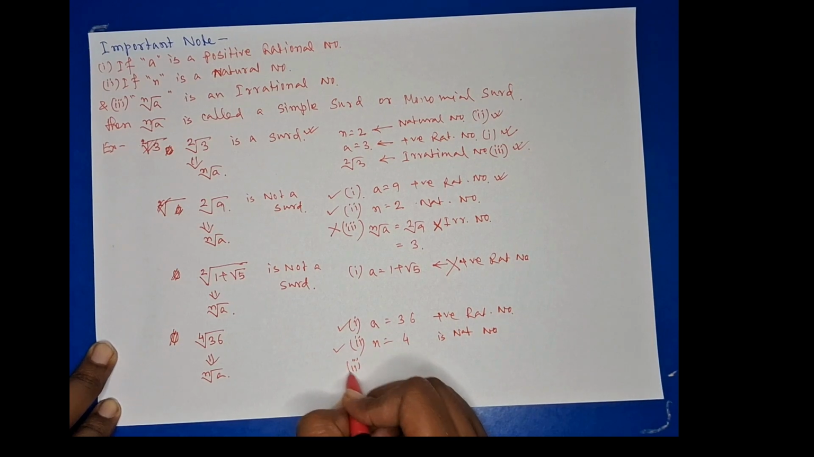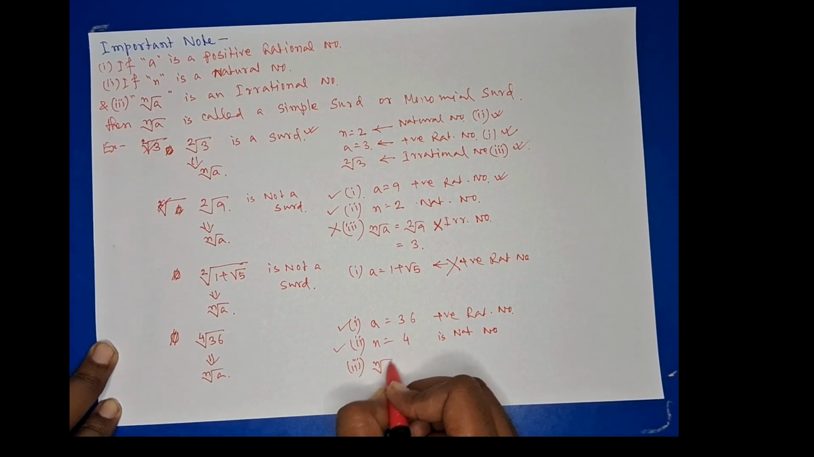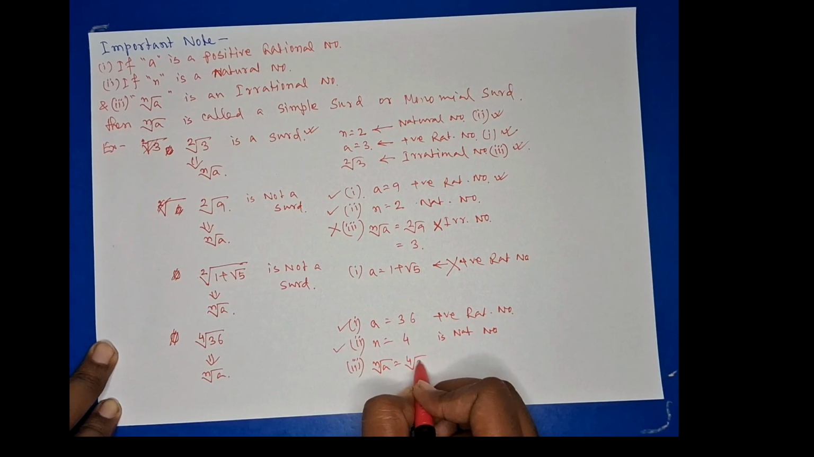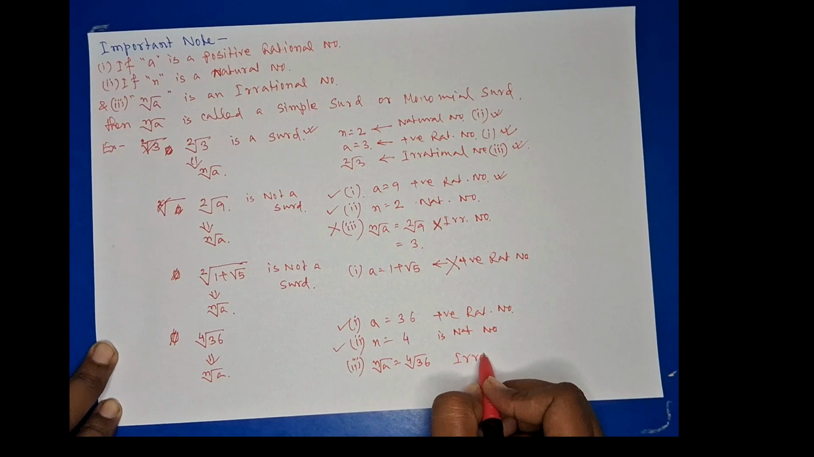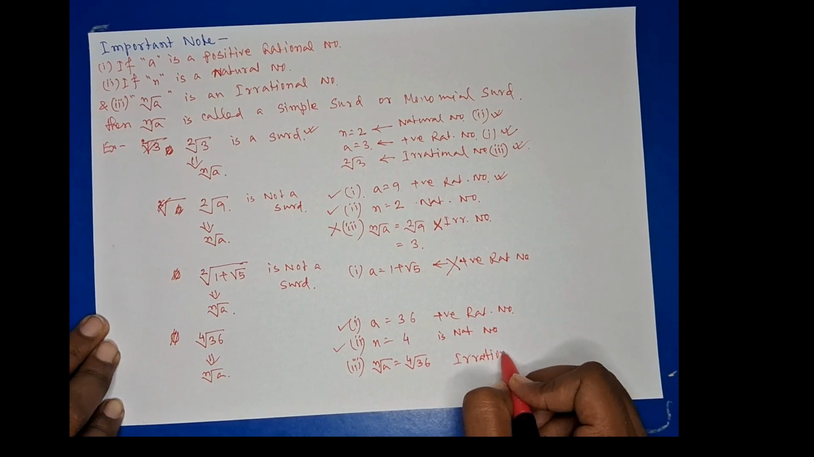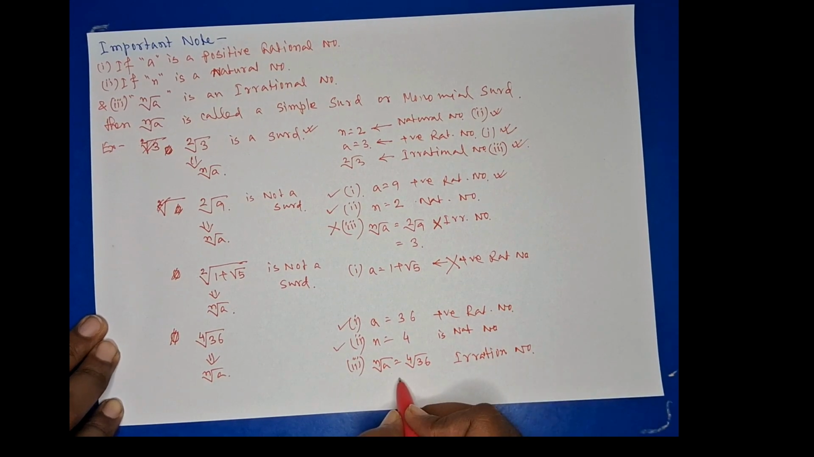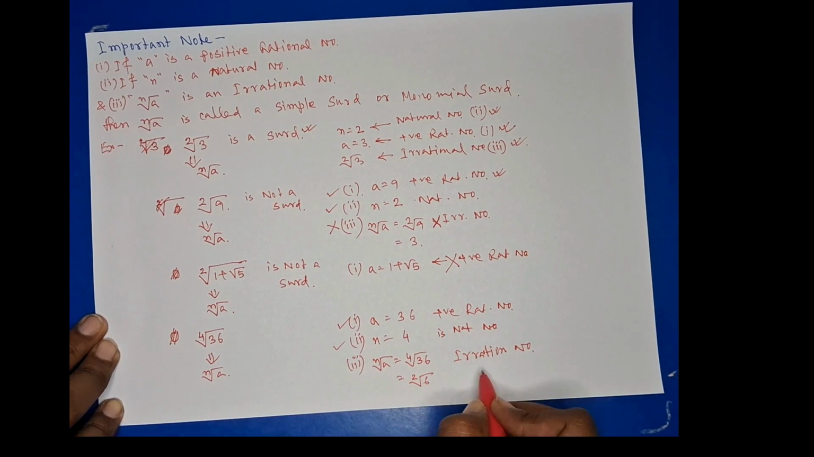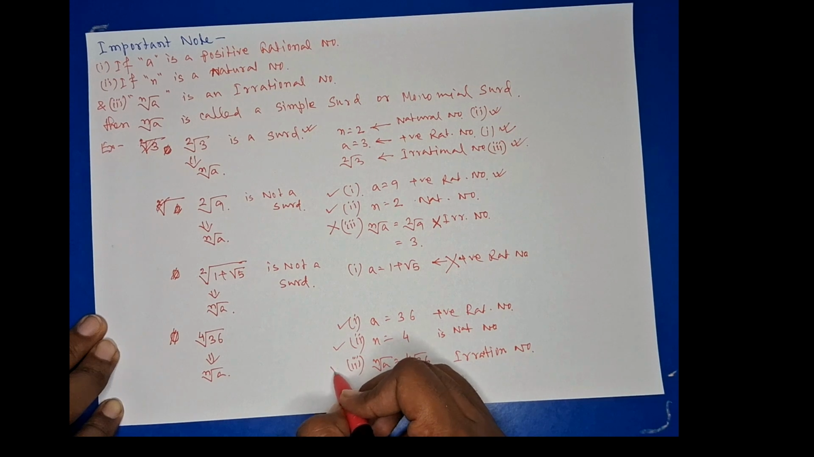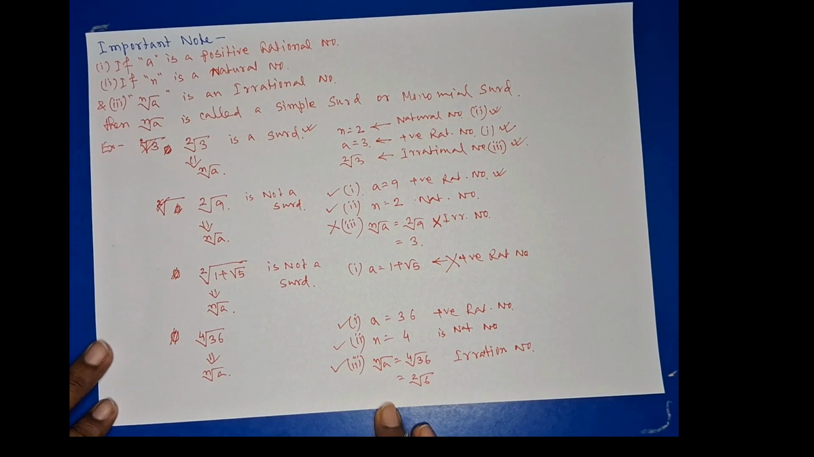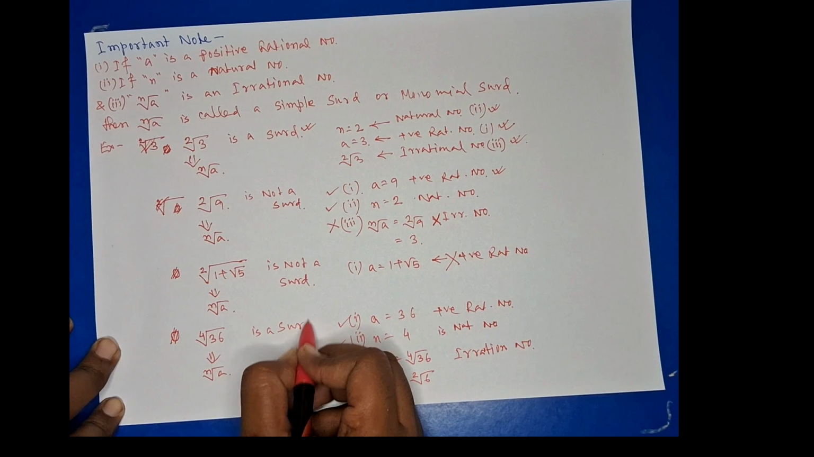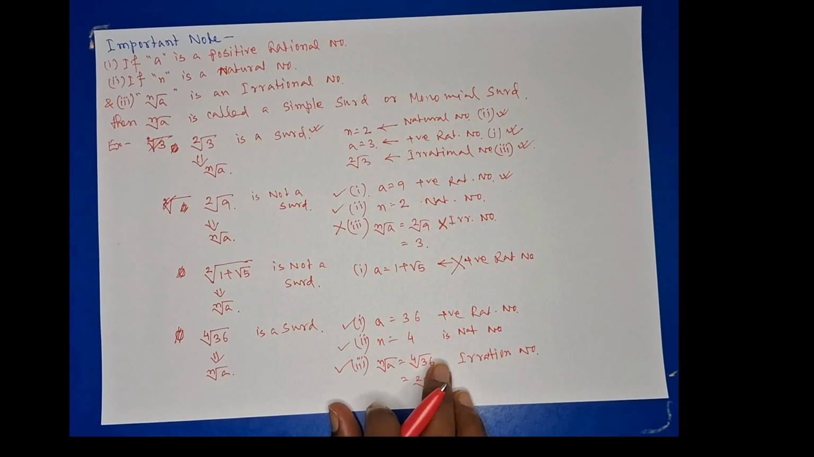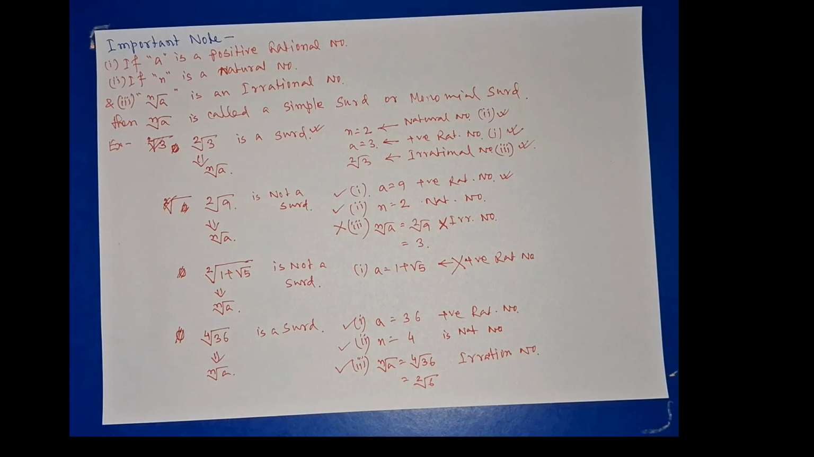Now let us see the third condition. nth root of a, that is 4th root of 36, has to be an irrational number. See, this 4th root of 36 means 2nd root of 6, and this is an irrational number. So this satisfies the third one also. Okay, so this is a surd. Fourth root of 36 is a surd.